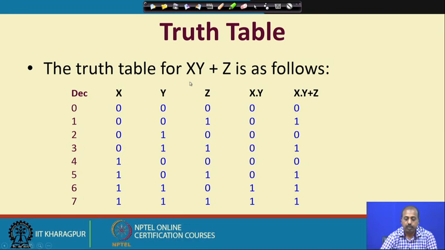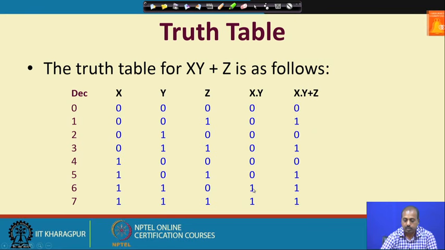Now, if you look into the term xy or x dot y, it is an AND of x and y. So, I can write down this part. This is 0, xy is 0, similarly this is also 0. Only when x and y both are 1, this xy part becomes 1, and for xy plus z, this z is also there. So, whenever xy is 1 or z is 1, the xy plus z is 1. So, here z is 1, so this is also 1.